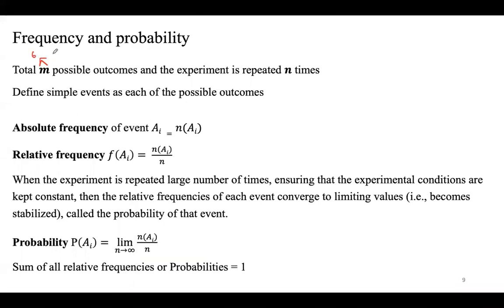So in case of a dice roll, it's equal to 6. In case of a coin toss, it's equal to 2. And you repeat the experiment n times. Now that n can be 10, it can be 10,000. How many number of times, right?